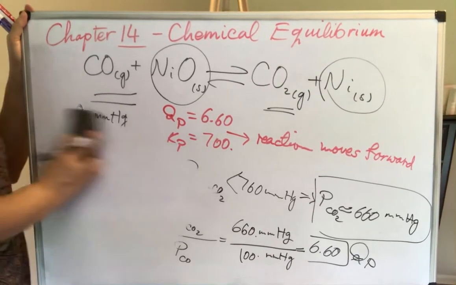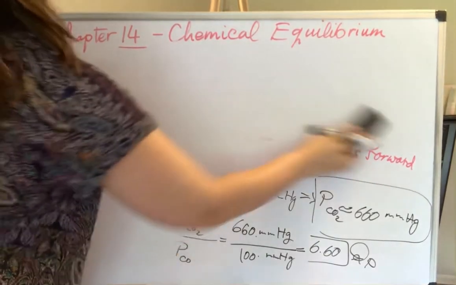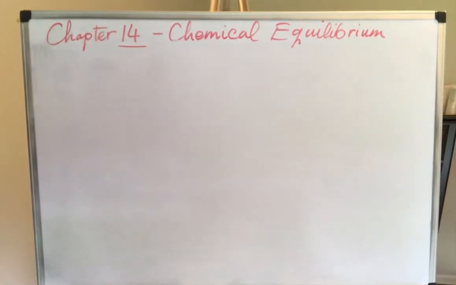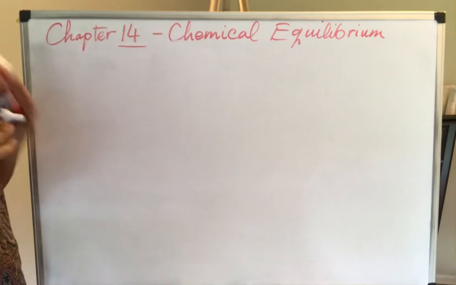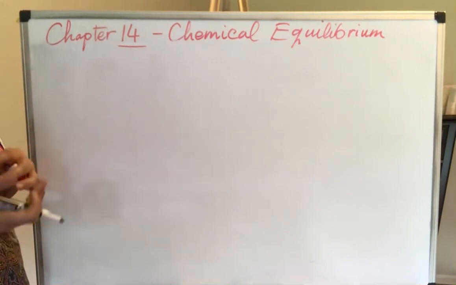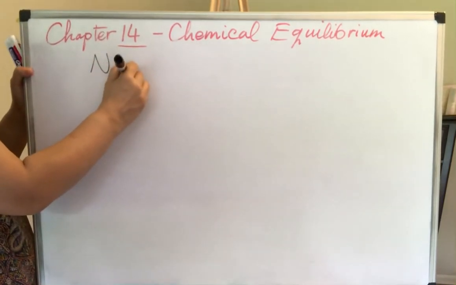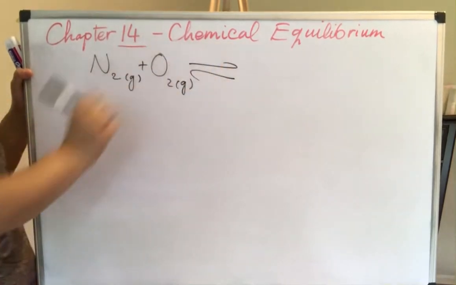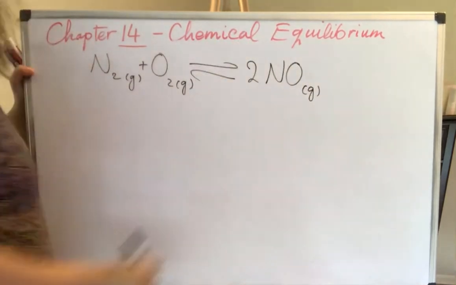Now you have learned about Q. It's time to work on some more examples of when we have Kc, then finding the concentration. So far we worked with the concentrations and found Kc. Now let's use Kc to find the concentrations. The same method: nitrogen plus oxygen is going to give you 2 nitrogen monoxide gas.